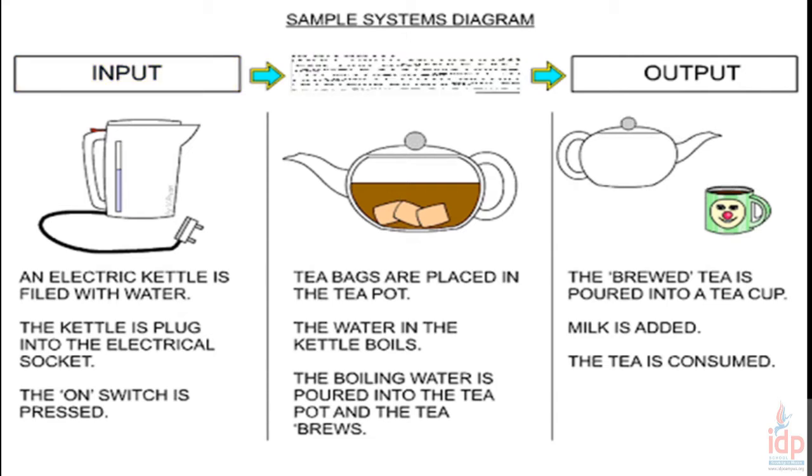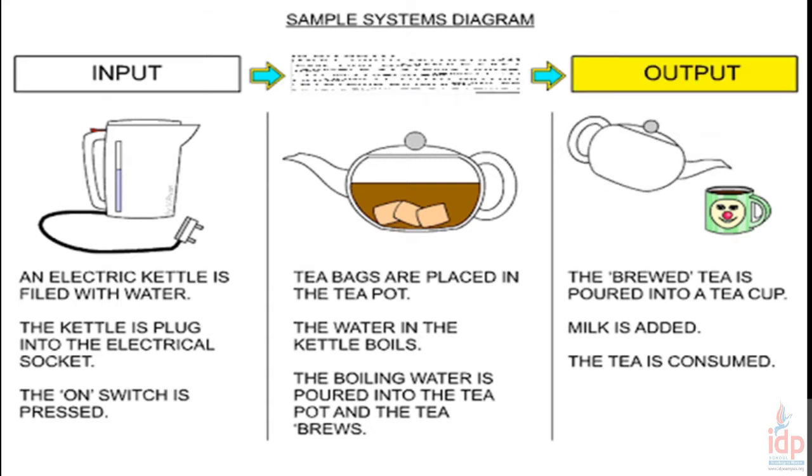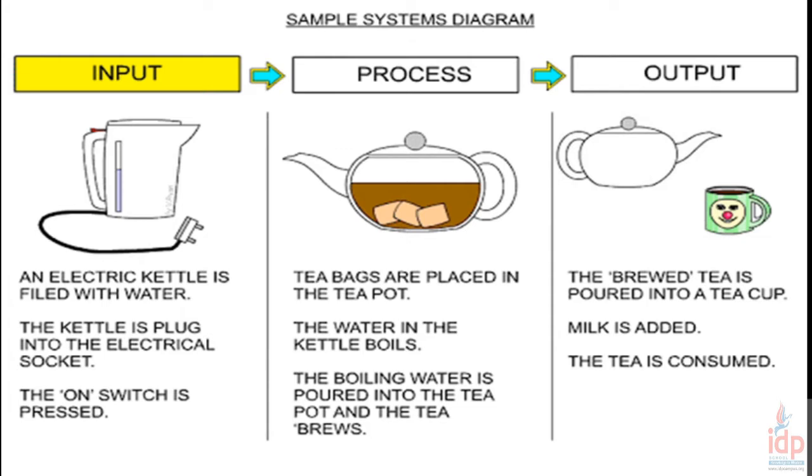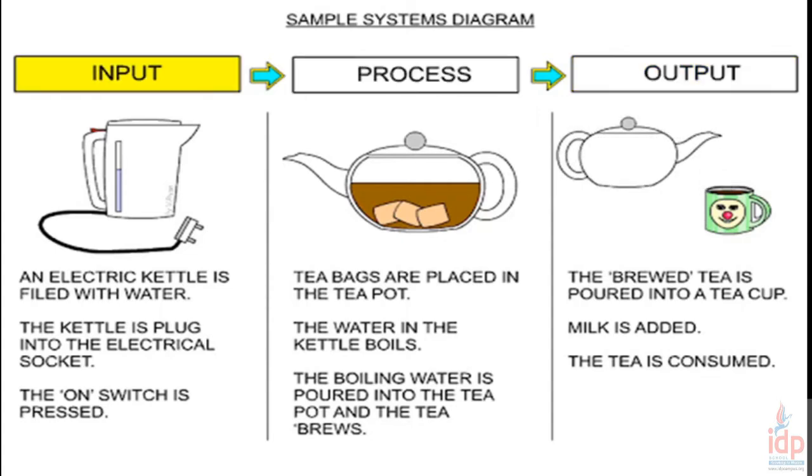The second step is tea bags are placed in the teapot. The water in the kettle boils. The boiling water is poured into the teapot and the tea brews. This is called process. Third step, the brewed tea is poured into the teacup. Milk is added. The tea is consumed. This is called output.